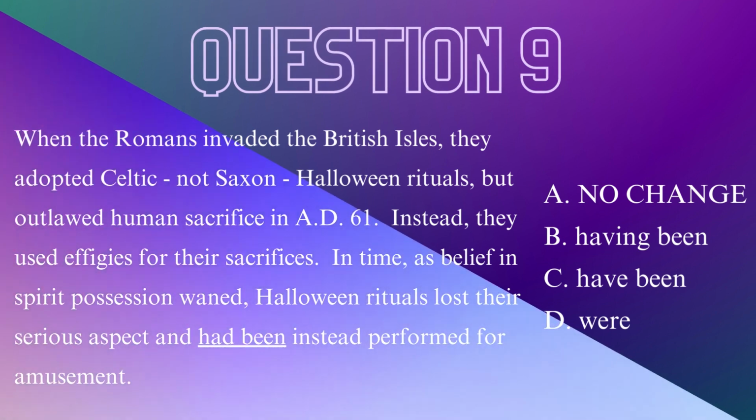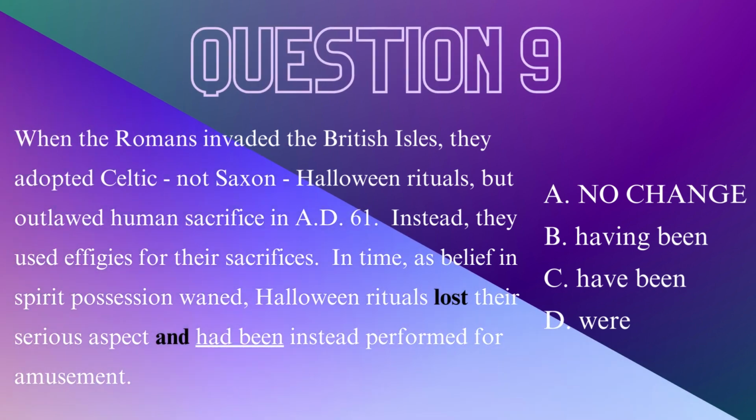Question 9. Look at the underlined portion, had been. Should we replace it with having been, have been, or were? Remember what I said earlier about keeping our verbs and verb phrases parallel throughout a passage? Look for other words as verbs in this sentence. What did Halloween rituals do? They lost their serious aspect and had been instead performed for amusement.